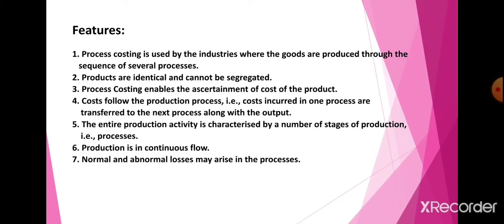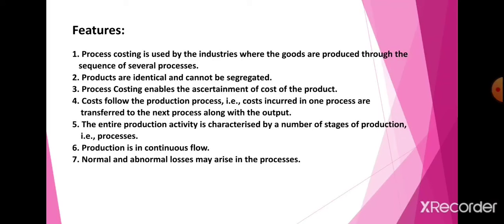Sixth is production is in continuous flow. The output of process 1 becomes the input of process 2, and so on until the finished product is obtained. The output of a process is transferred to the next process, generally at the cost of the process. It may also be transferred at market price to enable checking efficiency of operations in comparison to the market conditions. The output of a process except the last may also be sellable, in which case the process may generate some profit.